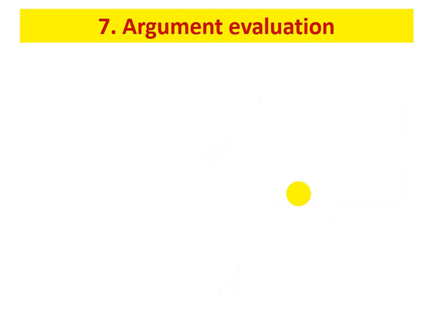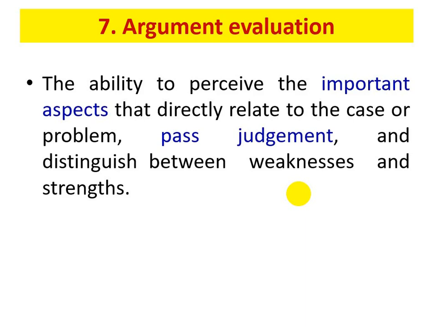The next skill of critical thinking skills is argument evaluation. Can we evaluate the argument? Can we assess and examine it effectively? It is the ability to perceive the important aspects that directly relate to the case or problem, pass judgment, and distinguish between weaknesses and strengths. This is the meaning of argument evaluation.